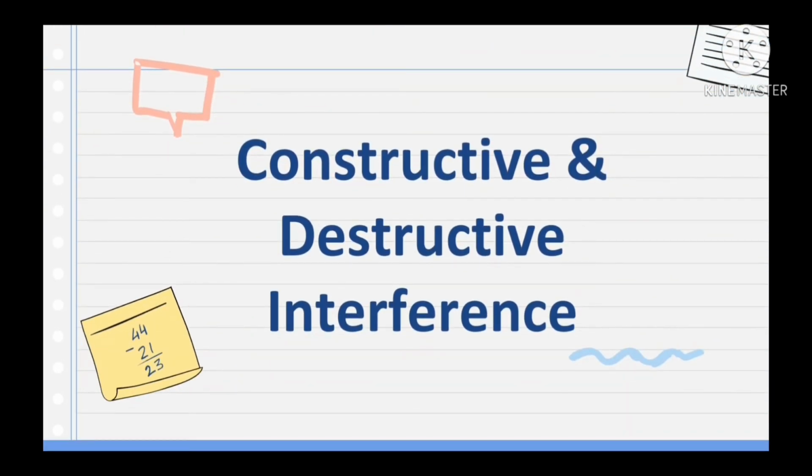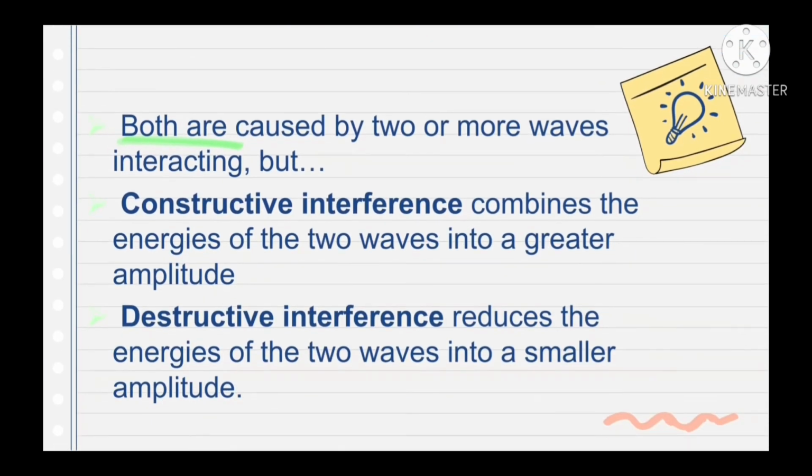Okay, next, constructive and destructive interference. So both are caused by the interaction of two or more waves, but constructive interference combines the energies of the two waves into a greater amplitude. And destructive interference reduces the energies of the two waves into a smaller amplitude.